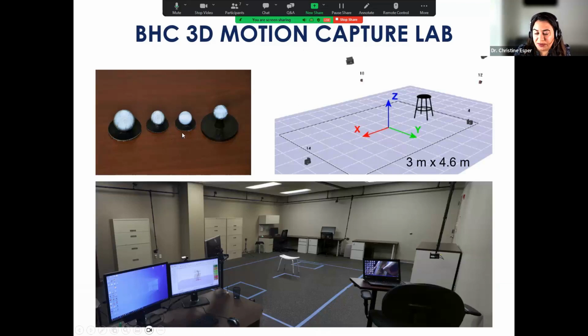So here's a picture of some of the markers that we put on the body. And here is a figure that shows our lab. The recording area measures 3 meters by 4.6 meters. Patient is often sitting in a stool for parts of the procedure. And here are some of the cameras around here. And here's an actual photograph of the lab, similar to what's described up here. As you can see, all of these black lines here are the cameras surrounding the recording area.